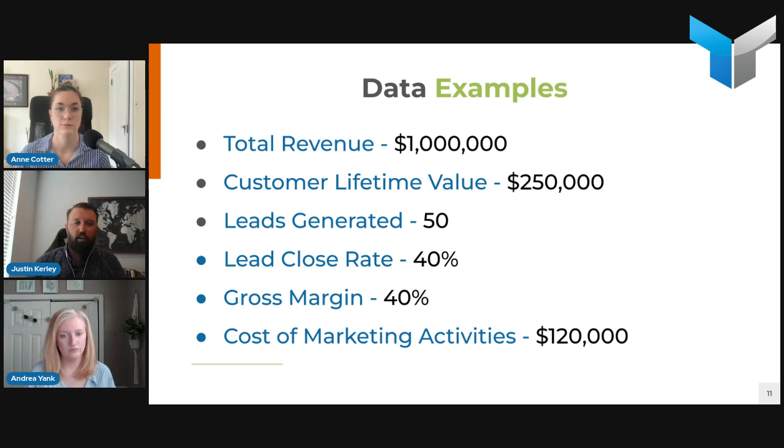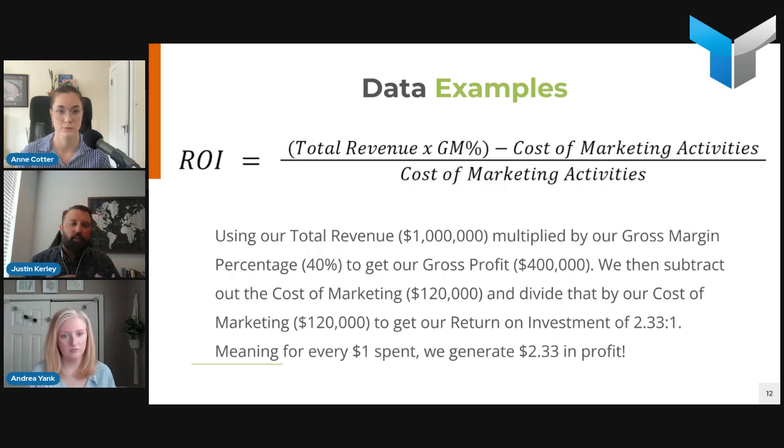All right, so with all of those assumptions in place, we can use a nice easy formula where we're taking our total revenue times that gross margin, because we want to make sure that we're looking at profit. This is the actual bottom line impact to the business. So from that $1 million in revenue with a 40% gross margin, we have a gross profit of $400,000. Let's subtract out that cost of marketing of $120,000 and divide that by the cost of marketing, or what my investment was into marketing. We get a return on investment of $2.33 for every dollar spent. Pretty decent. I think most people would take that.